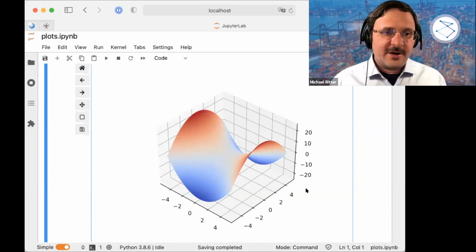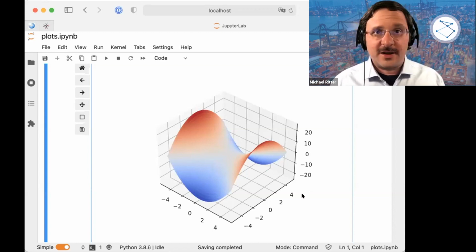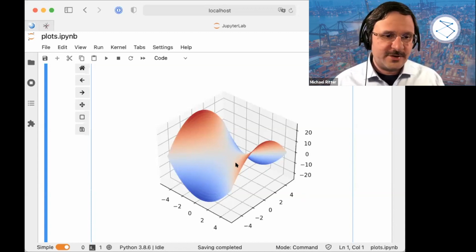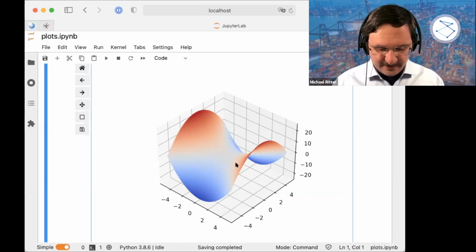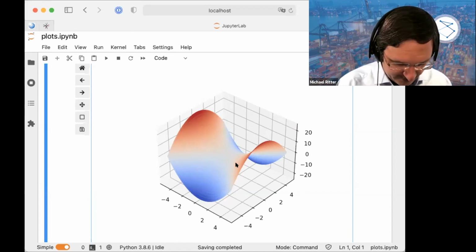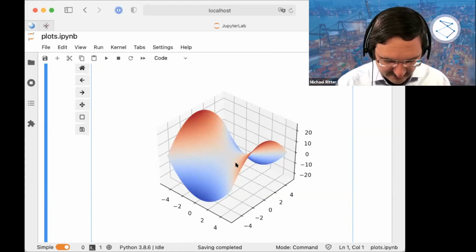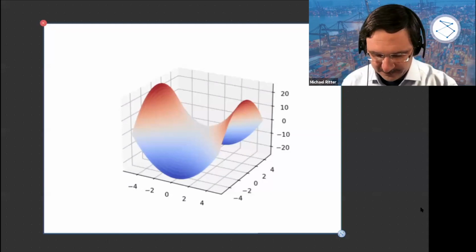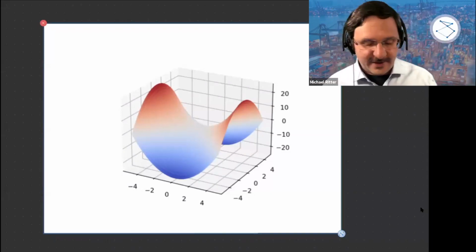Now, if we want to sketch the level sets of this, what we do is we cut through this graph here. So let me quickly insert a static picture of that here. Let me change the screen so I can see that. Just a second. So here's that plot again.